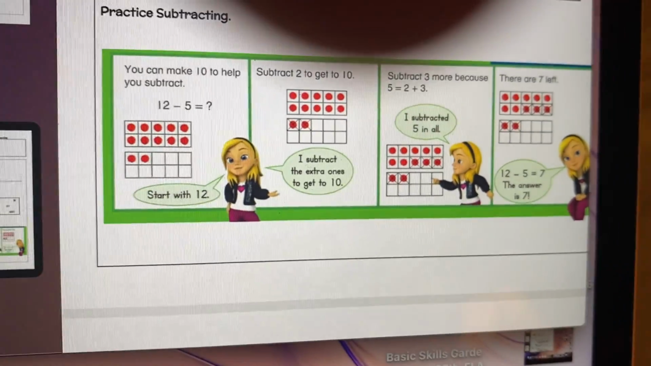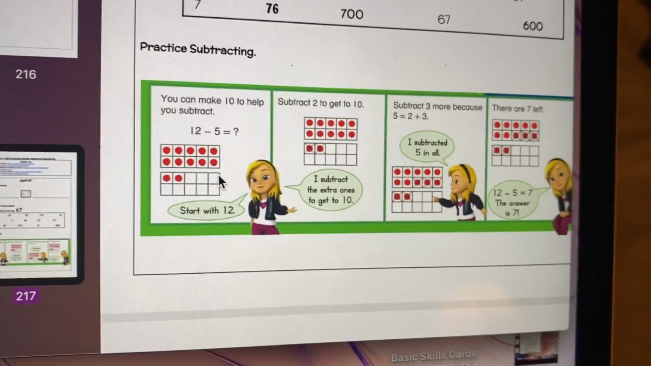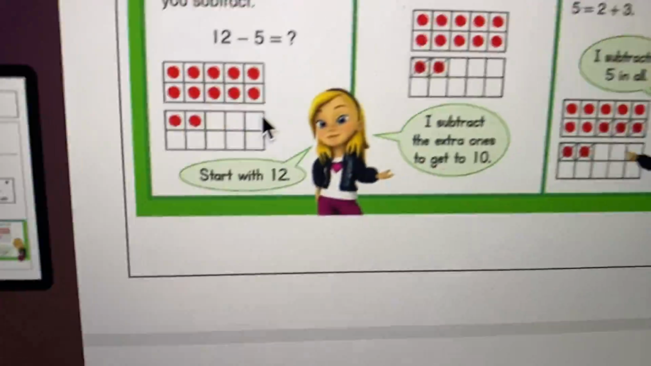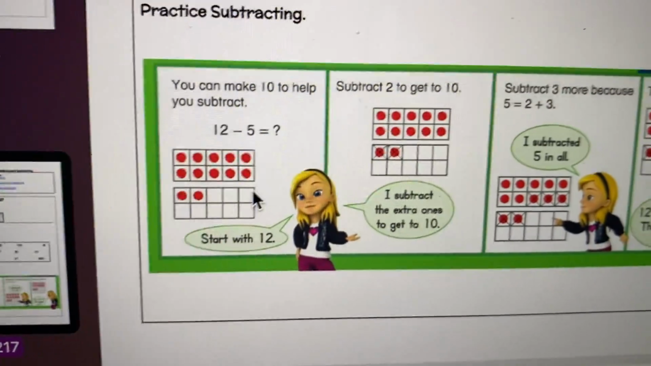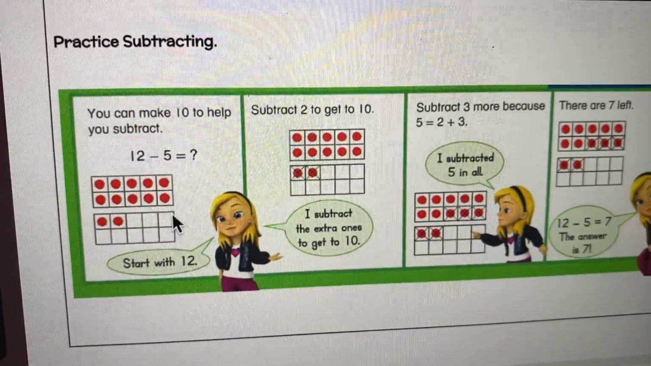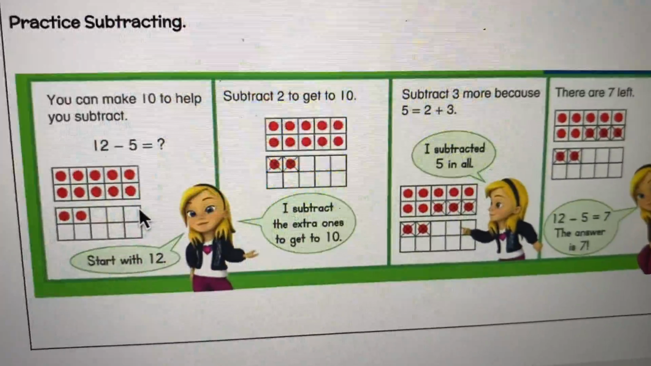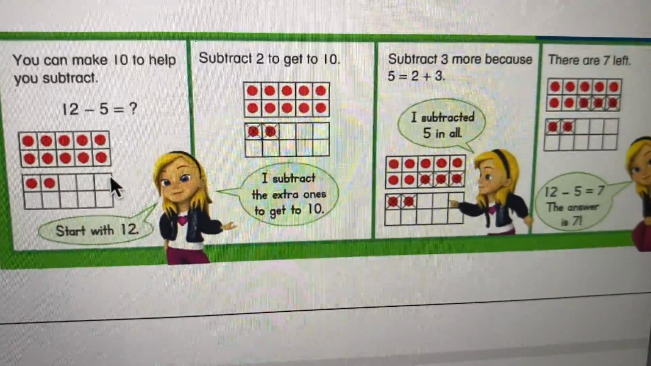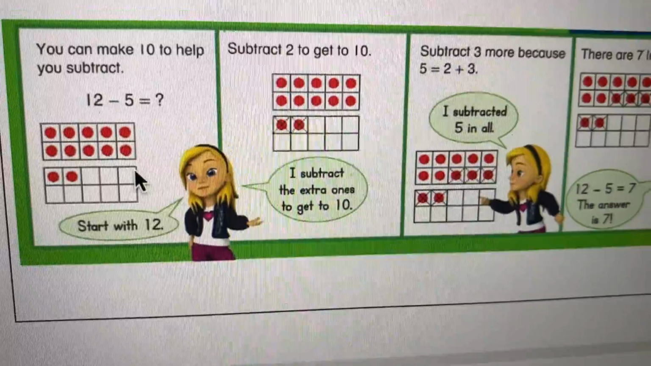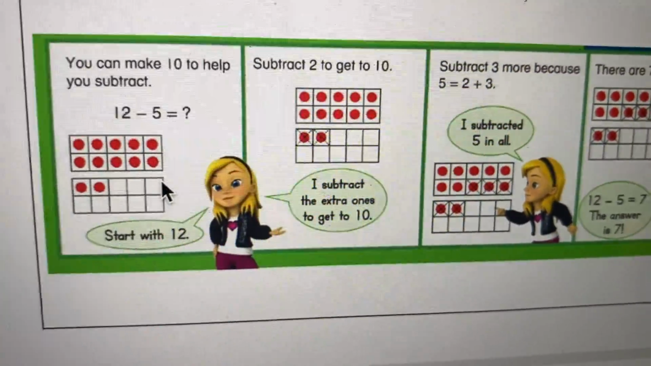You have two 10 frames that total 12. 10 in the top, 2 on the bottom. First, we're going to get to 10. So you're going to subtract 2 to get to your 10. And we need to remember that 10 is a friendly number.